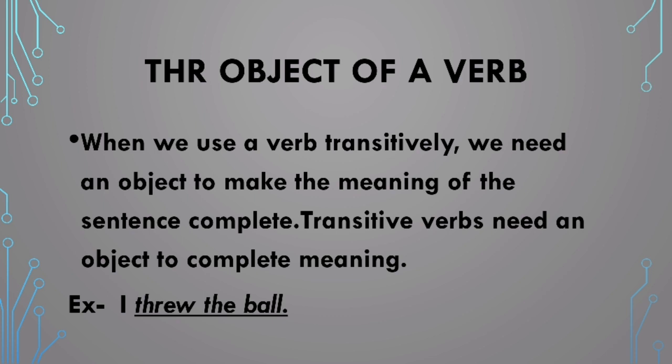Okay. Now let's talk about object of a verb. When we use a verb transitively, okay, जब transitive verb use होता है, so we need an object for that. So transitive verbs always require an object to complete their meaning. Like transitive verbs, they need an object to complete their meaning. Let's take an example. I threw the ball. मैंने ball throw की, right?